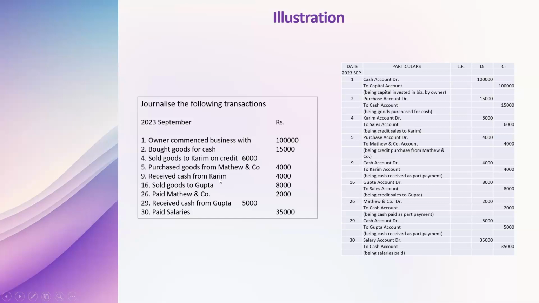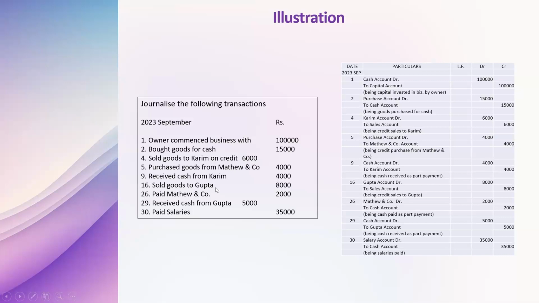And received cash from Karim. So for Karim, you have already sold the goods for credit, that is for 6,000. So for 6,000, Karim has paid back 4,000 to the company. So here the company receives money from Karim. So it's mentioned as cash account debtor to Karim account creditor. So still Karim is liable to pay 2,000 to the company.